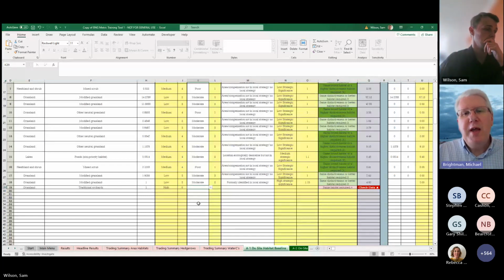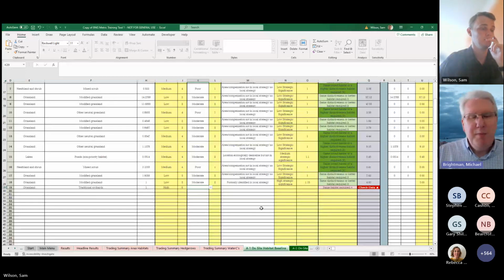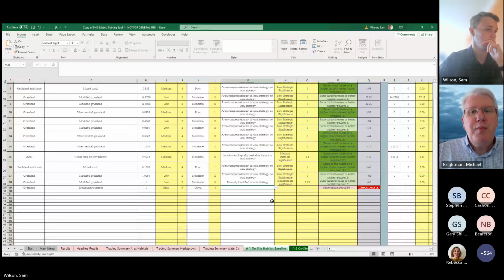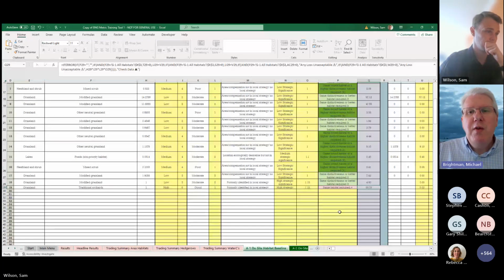Our red box for check data has come up again because we've still got to enter our other elements. So now we're going to say that this parcel is in good condition. That gives us a score of 3. And again, that we're going to have strategic significance. So we've got strategic significance, multiply 1.15.